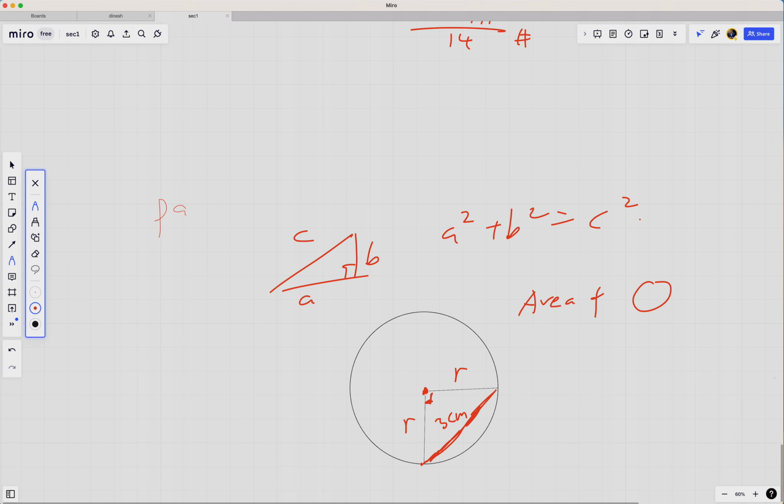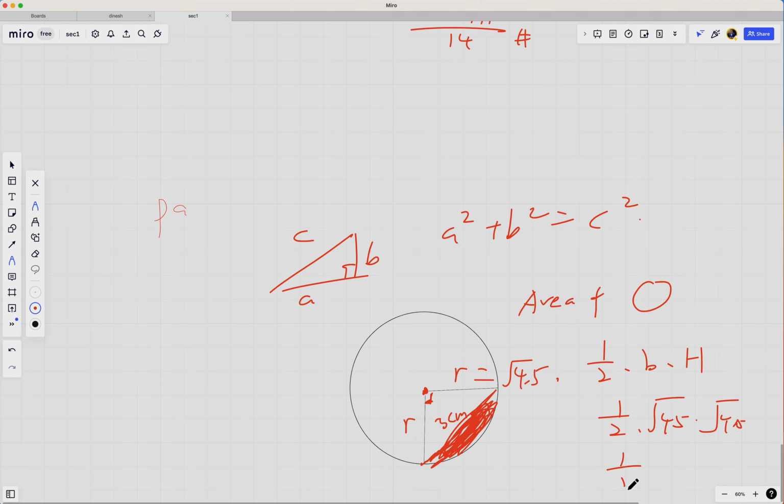Besides asking you the area, sometimes they will ask you this part, the shaded part. So how do you get the shaded? A quarter circle, correct. So you take a quarter of this one, then minus the area of the triangle. You already get the R, which is square root 4.5. The triangle is half times base times height, so it's half times 4.5. That's how you get it.